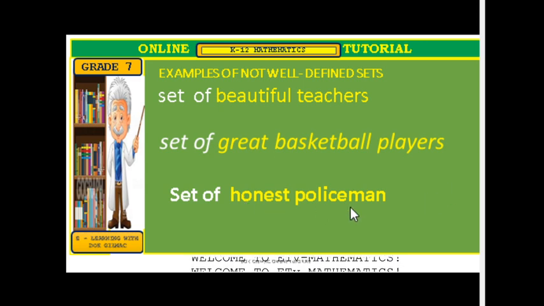Also, for the set of honest policemen, the criteria for selecting honest policemen is not indicated here. Also, the location. So where are you going to select honest policemen? So these are all examples of not well-defined sets.